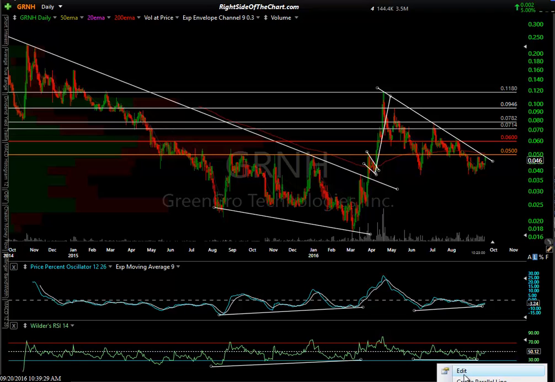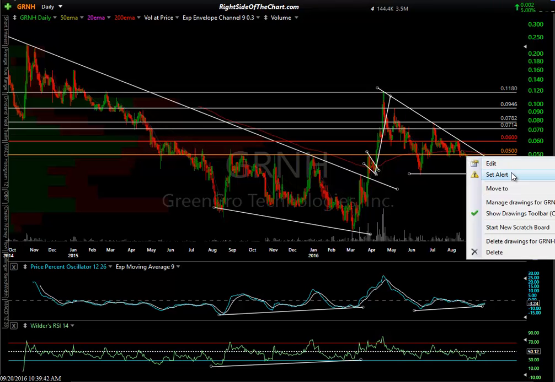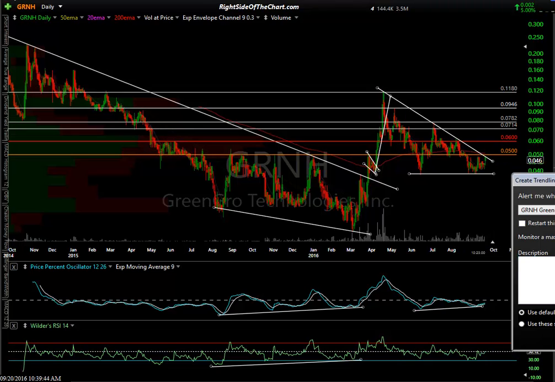Let's delete that line and show you what I'm looking at here. So you had this pattern right here. So that one looks good for a breakout. I'm on watch for a breakout. Let me make sure I have a price alert over 5 cents a share.